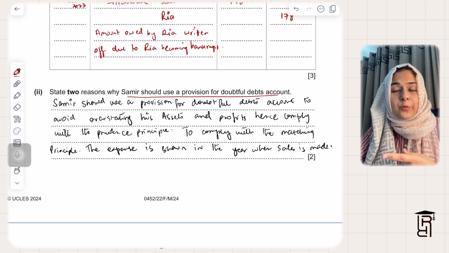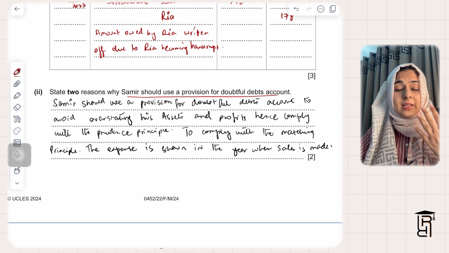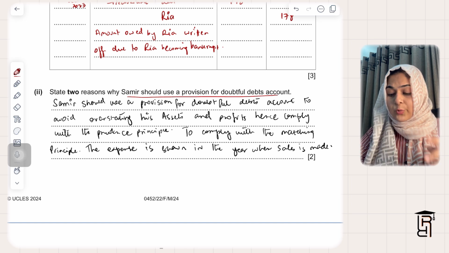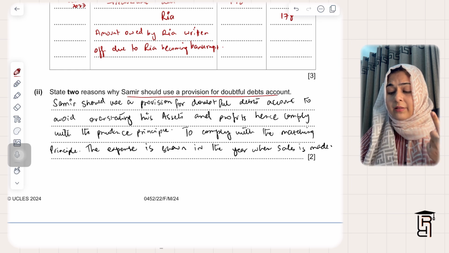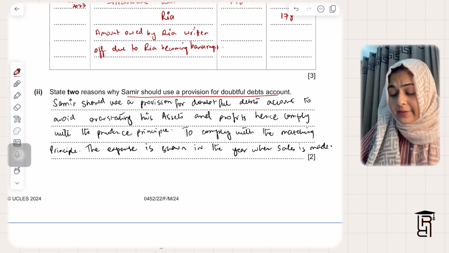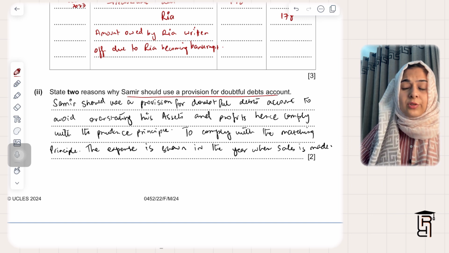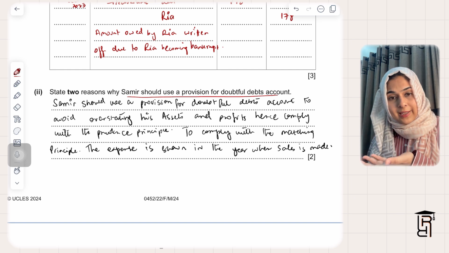Also, by creating a provision for doubtful debts, I comply with the prudence principle, which says that the business should not overstate their profits, and the business should not overstate their assets. So here, when Samir creates a provision for doubtful debts account, he avoids overstating his assets and profits. Hence, he is complying with the prudence principle. Also, to comply with the matching principle. The matching principle says that revenues of one period should be matched against the costs of the same period.